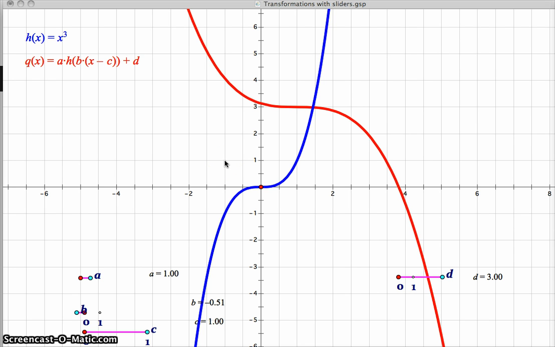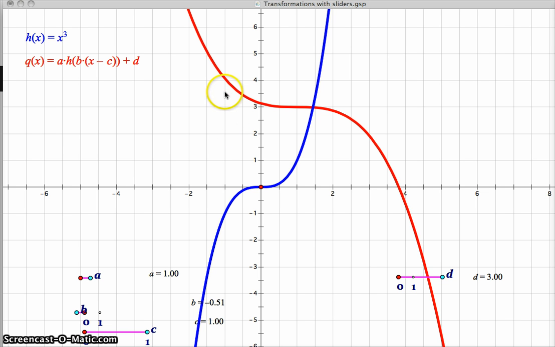Now, we're talking about -1/2, which means a stretch of twice as far. So the next transformation is to take this point which is at negative 1, 1 and move it all the way to negative 2, 1. All of that is due to B being negative 0.5. Now that we've done the compression, let's take a look at C. C is 1. Our graph now moves 1 to the right. D is 3. Our graph now moves up 3.